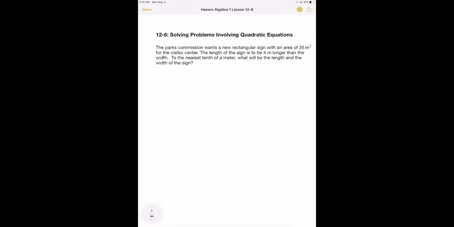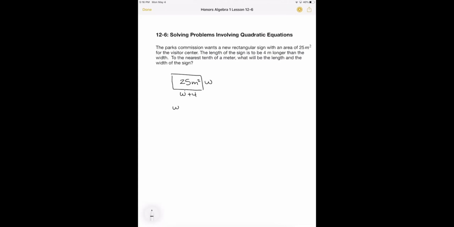So let's go ahead. I'm a big picture drawer, as you remember, and it says that the length is to be 4 meters longer than the width. So let's take the width plus 4 and the width. There we go. The length is 4 meters longer than the width. Now, we also want to have an area of 25 square meters. So we know that length times width is how we calculate the area of any rectangle. So let's go ahead and set that up.